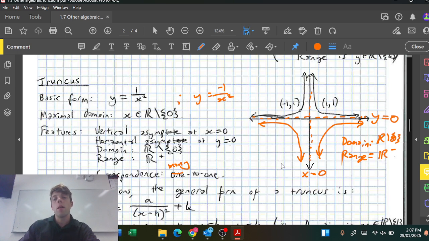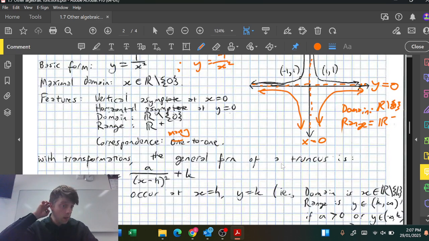We get the same two outputs. So there are many inputs that give us the same output as one another. In other words, it would fail the horizontal line test. Still a function because it passes the vertical line test, but yeah, correspondence is many to 1 here.